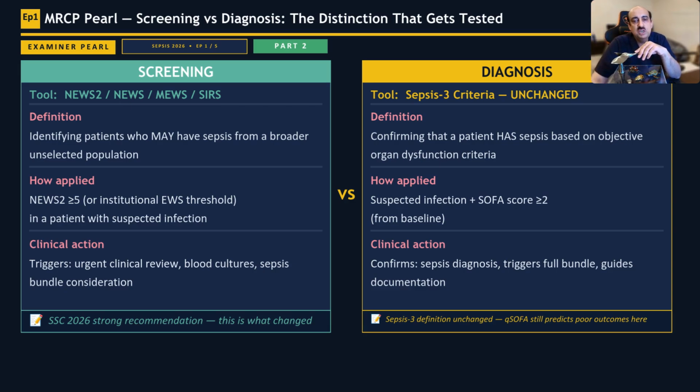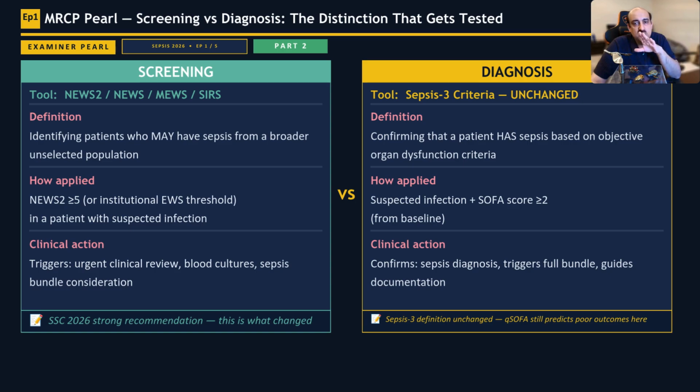So in terms of screening, you want to assess or screen patients who may have sepsis from a broader unselected population. It's applied, as we have said, NEWS criteria of 5 or above, or institutional EWS. Please follow your local guidelines, and possibility or suspicion of infection. And what's the clinical action? Once you have that, immediately use the Sepsis 6 resuscitation bundle, etc. And now this is a strong recommendation in the guideline of how to screen and how to go forward. So that's the Sepsis 2026 guidelines.